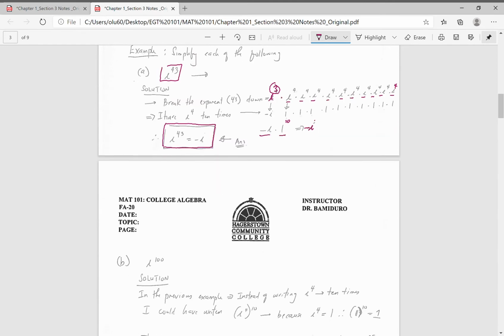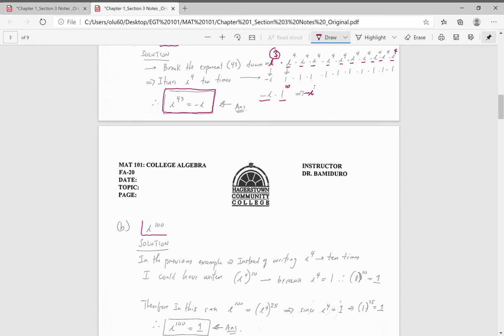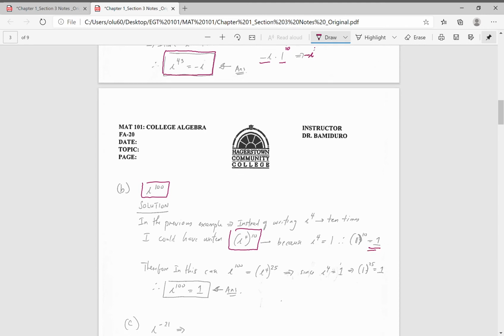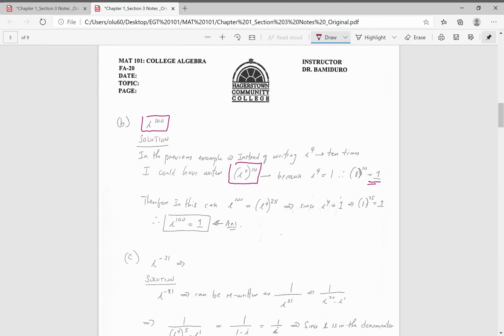Okay? i to the 100, same thing. We can break this down. We already know that i to the 4, 10 times, which is 40, right, is just 1. Okay? So we take the same principle and we can break it down and say i to the 4th, 25 times. And we already know what i to the 4th is.